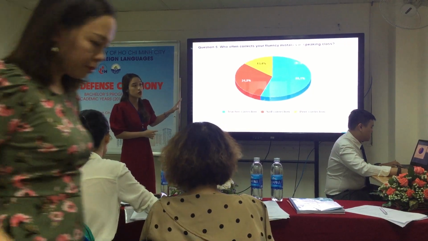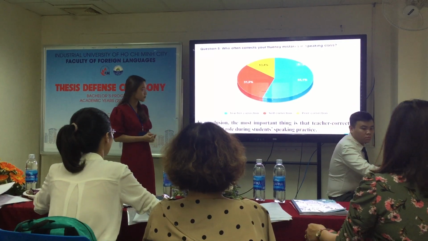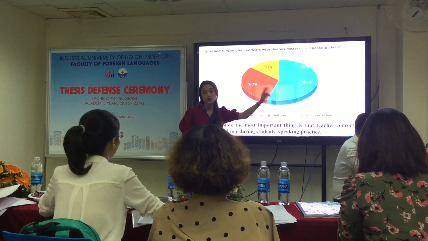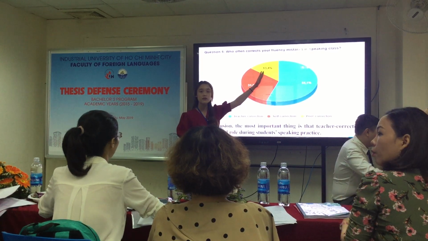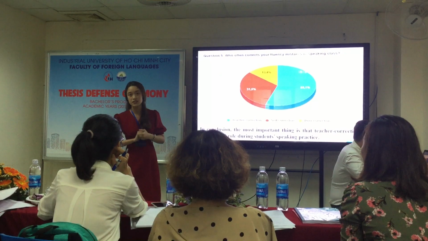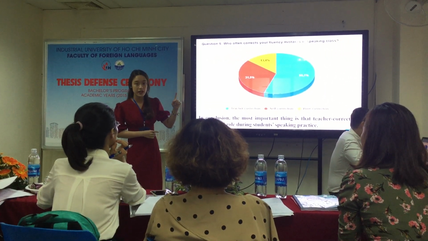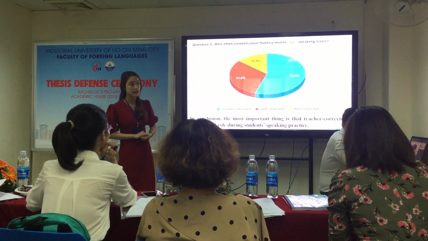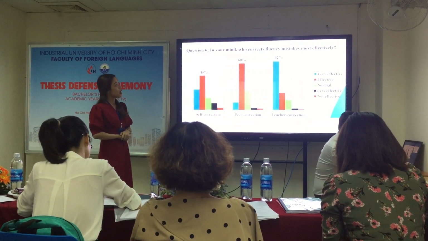The next chart illustrates who often corrects students' fluency mistakes in speaking class. It is clear that teacher correction is 2 times as much as self-correction and nearly 4 times as much as peer correction. The most important thing I want to emphasize is that teacher correction is the most important during correcting learners' mistakes. And the last chart is also important.